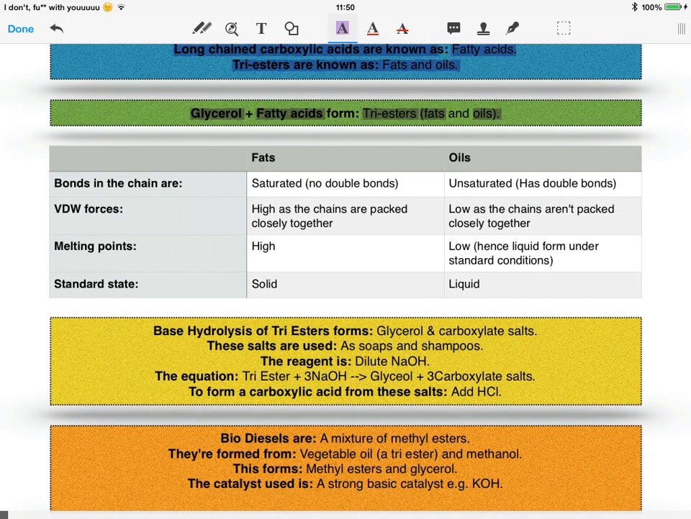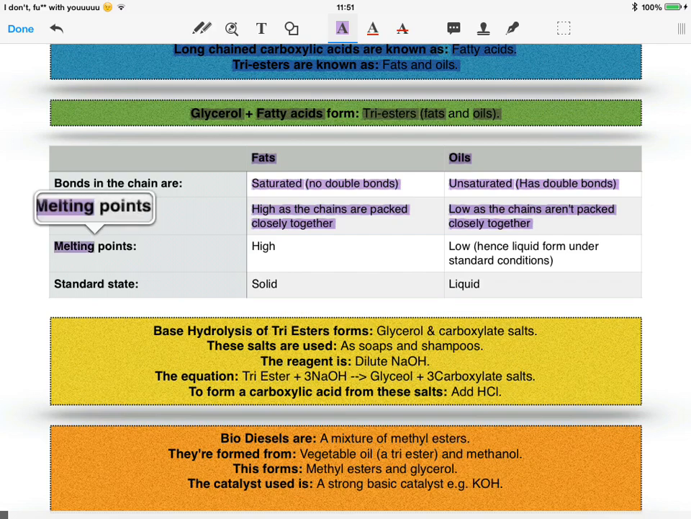So fats, the bonds in the chains are saturated, and this means that there's no double bonds. Oils, however, are unsaturated, so these do have double bonds. This then affects the van der Waals forces, because for fat it's high, because the chains are packed closely together, because there are no double bonds, so they can fit nicely. Whereas oils have low van der Waals forces, because the chains aren't packed closely together. The double bonds make it awkwardly positioned.